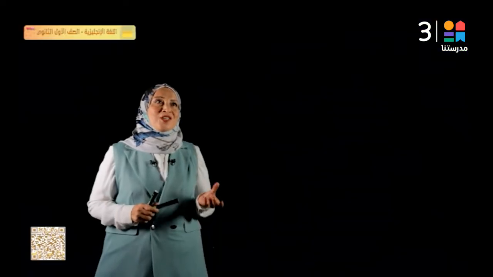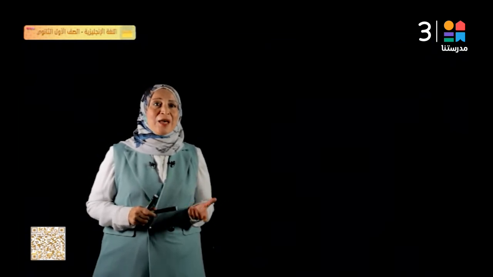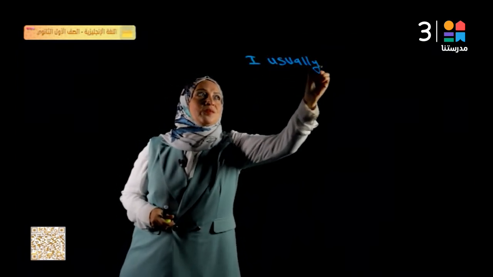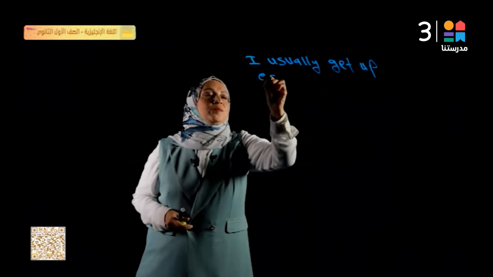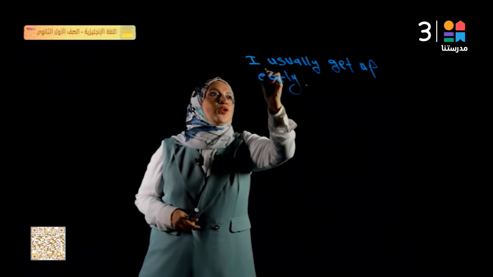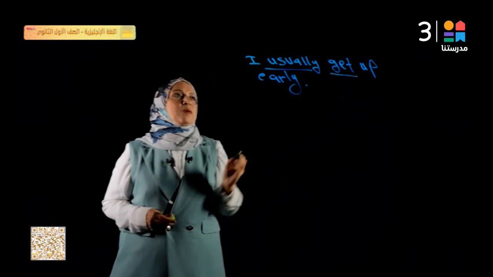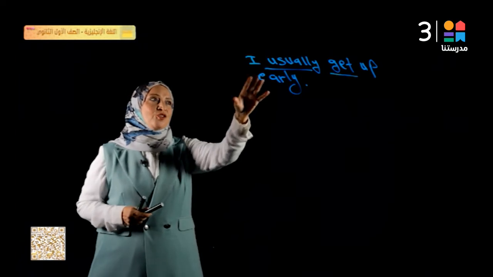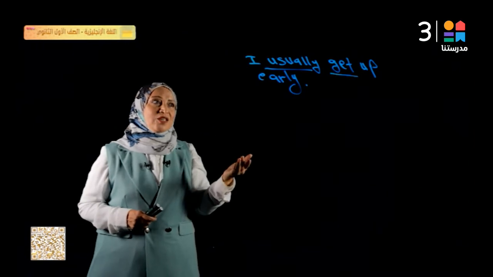Now we are going to study more about the present simple tense. We said that the present simple tense expresses habit. So we can say, I usually get up early. So the word usually expresses a habit. I usually get up. I use the present simple tense here. How can we express a habit in another way rather than usually? We can say I usually get up, I always get up, I sometimes get up early.